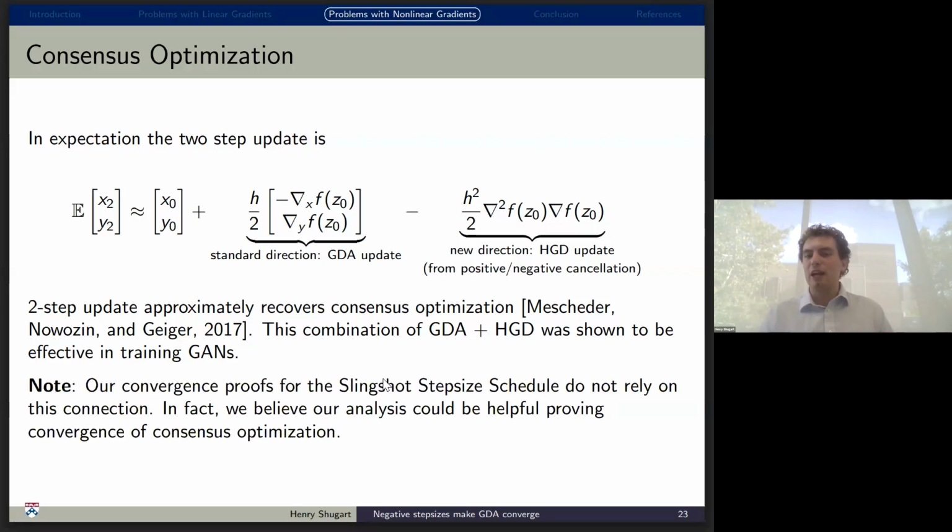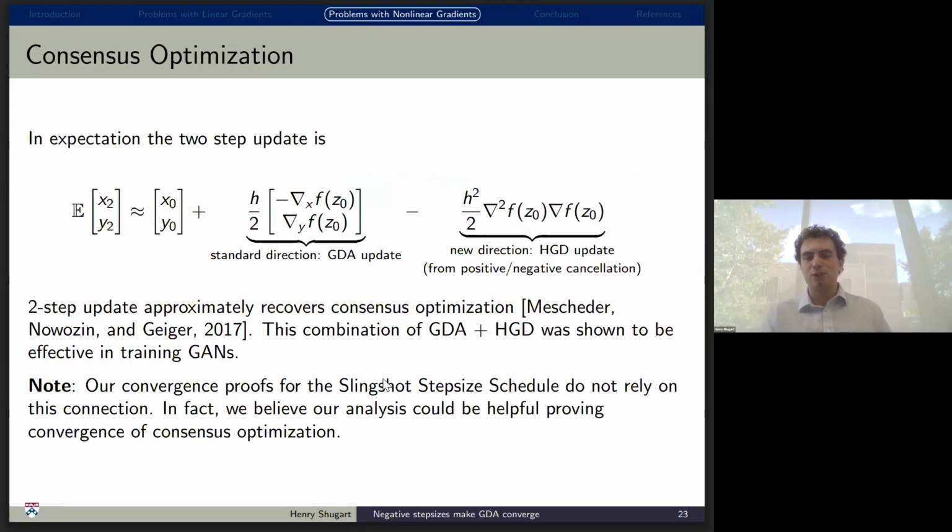One thing that I'll note is that our main results on convergence don't rely on any proofs of convergence for consensus optimization. There are some, but they generally require more smoothness assumptions or settings that are perhaps less standard than the convex-concave setting. We believe, however, that the slingshot step size schedule in this comparison could be useful in proving convergence analysis for consensus optimization. So going the other way, analyzing a second order algorithm as an approximation of a first order algorithm.